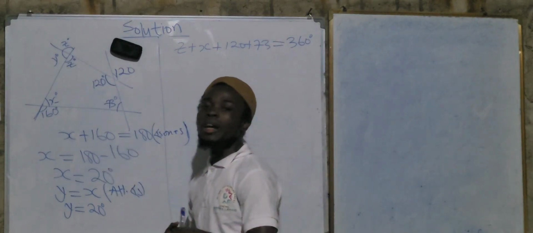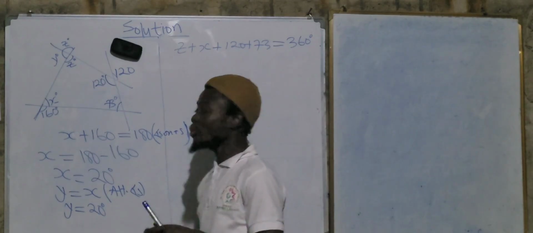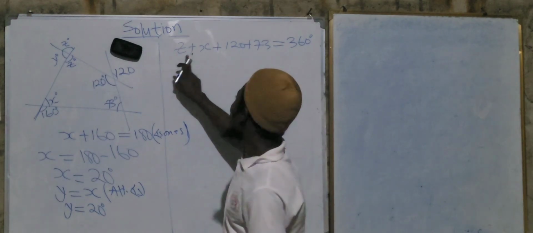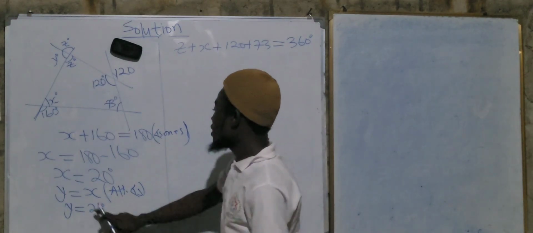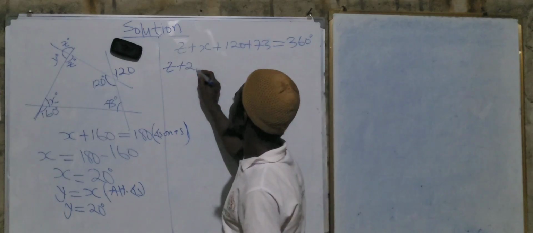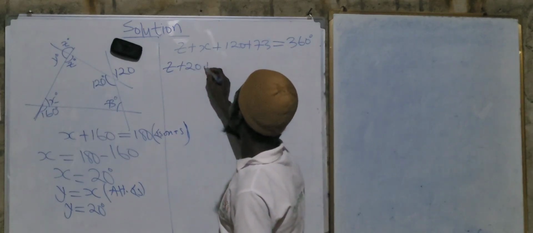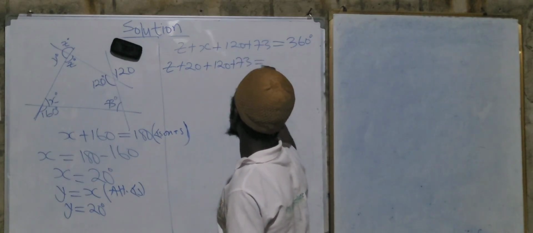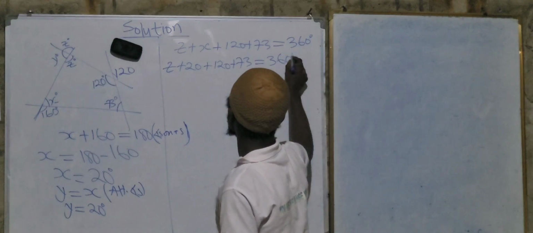So angles at a point add up to 360 degrees. Are we okay here? Yes, sir. Now, do you know the value for Z here? No. Do you know the value for X here? Yeah. X is equal to 20. So we write Z plus the value for X, 20, plus 120 plus 73 equals 360 degrees, right?